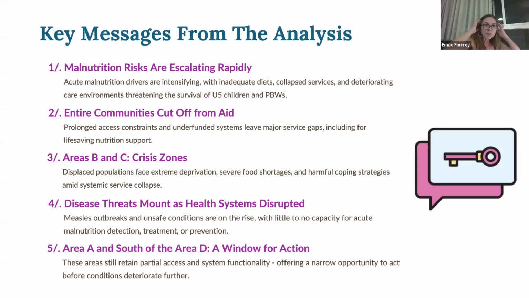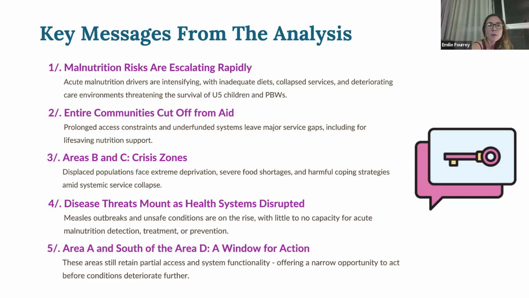But regardless of the limitations, it was really good that we were able to come up with some strong key messages from the analysis. First, really to shed some light on the risk of an escalating situation for malnutrition in those regions. We could really see that the acute malnutrition drivers are intensifying with inadequate diets, collapsed services, and deteriorating care environments, threatening the survival of under 5 children and pregnant and lactating women.